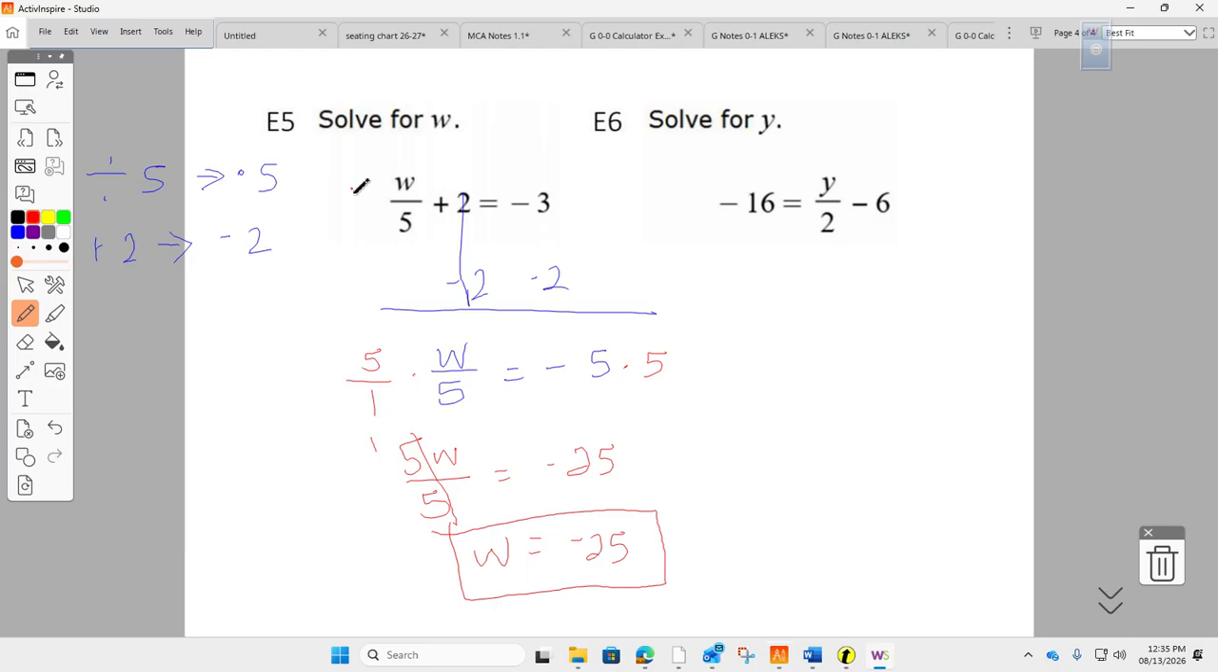So example 6. Negative 16 equals y divided by 2 minus 6. What are we going to do first? Plus 6 it is. To both sides. This goes to 0. You find everything? Good. Now, negative 16 plus 6. Use your calculator.